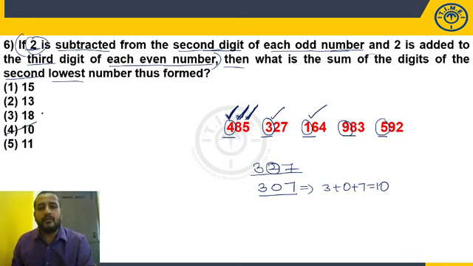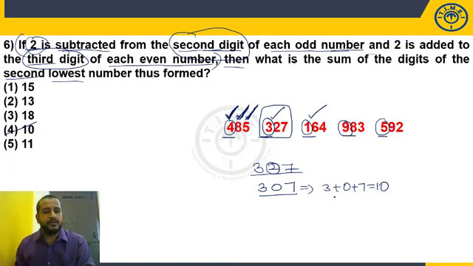So there is no need to apply the given operations on all the numbers, because here it is talking about the second digit, here it is talking about the third digit, but based on the first digit of the number, we are going to decide whether it is the highest or second highest or third highest and so on. As all the first digit positions are different, you can easily decide the second lowest number. After identifying that second lowest number, you can apply the given operation. So it is the odd number 327. 2 is subtracted from the second digit, so 2 minus 2 is 0. So the sum of the digits will be 3 plus 0 plus 7, that is 10.